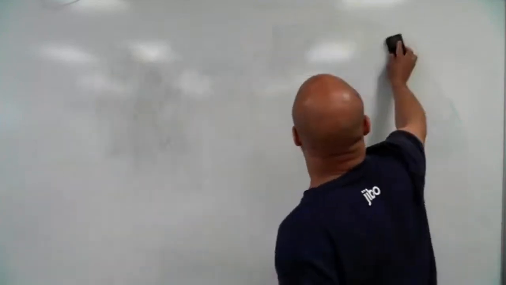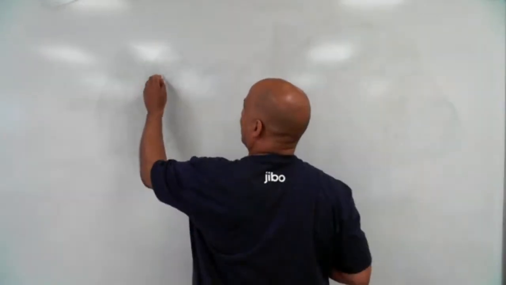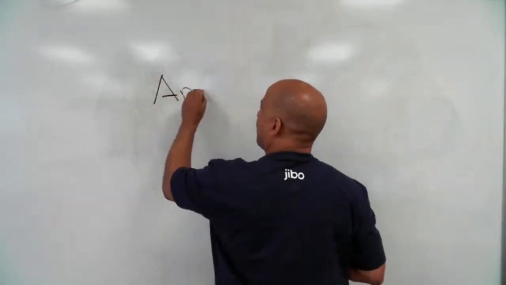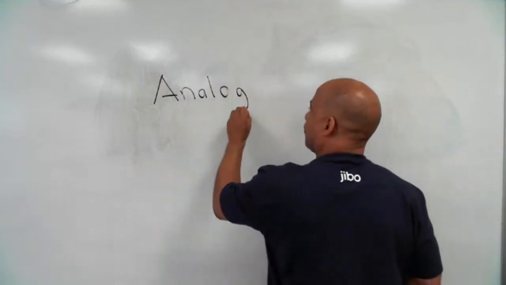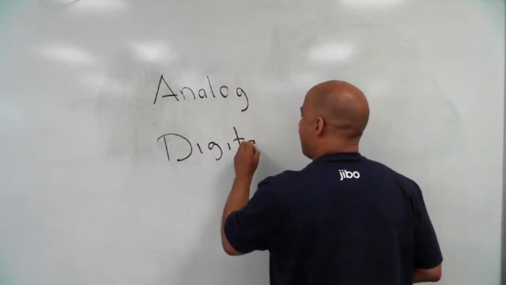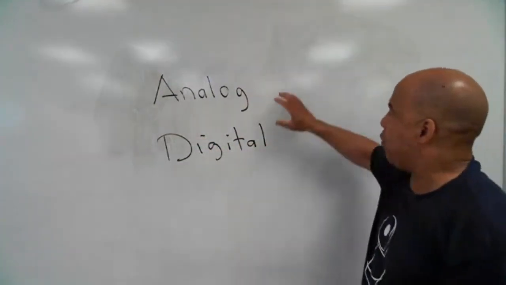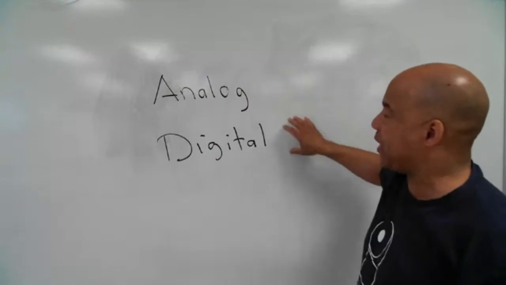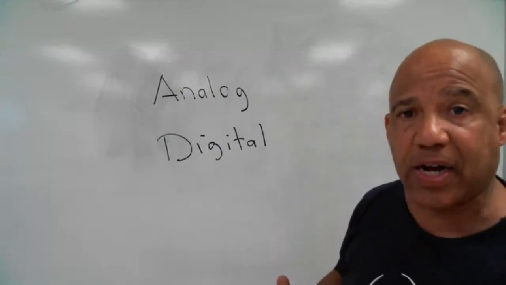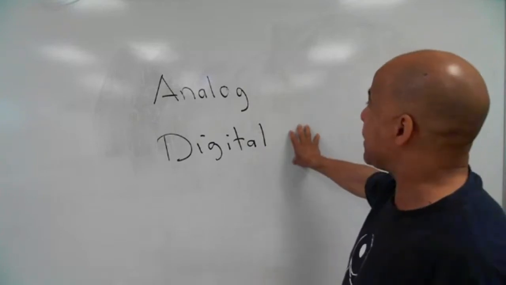Before we get into that, though, I want to talk about something that's really important to understanding PLCs and how to use them. There are two terms. One is analog, and the other is digital. I want to talk about what we mean by analog and digital, and why it's important to understand what these terms mean and what we do with them.